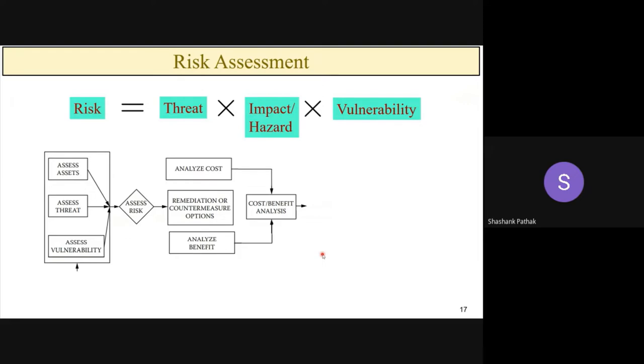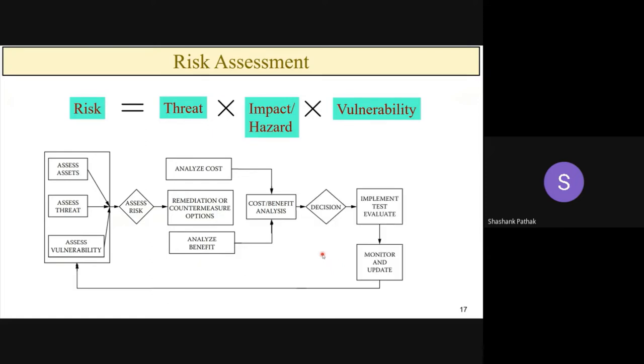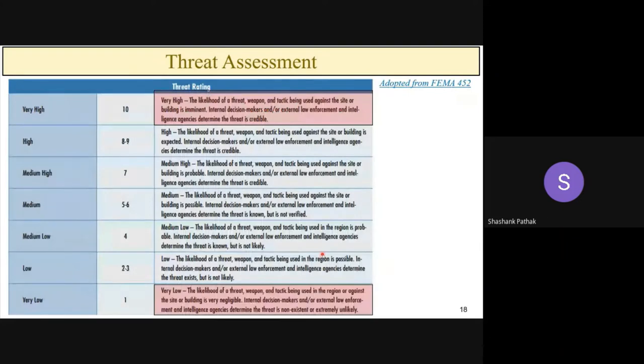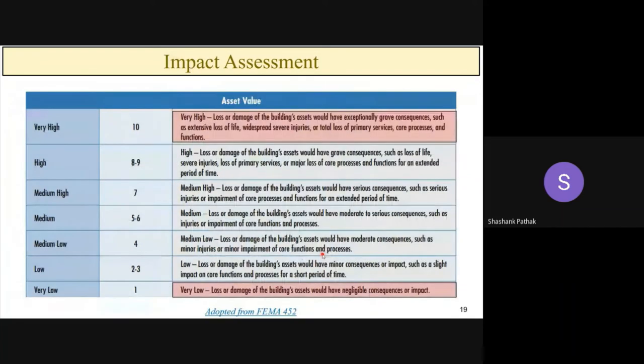We cannot make a nuclear proof structure, otherwise there will be no money left. Based on that cost benefit analysis, we can make an engineering decision, and then we can implement, test and evaluate, and we can also update our decision. So that is the importance of risk assessment. That's why we do the risk assessment. I have already discussed the threat rating and how we define the threat. I'm not going to explain that, you already know now. Impact, I have explained in the previous class.